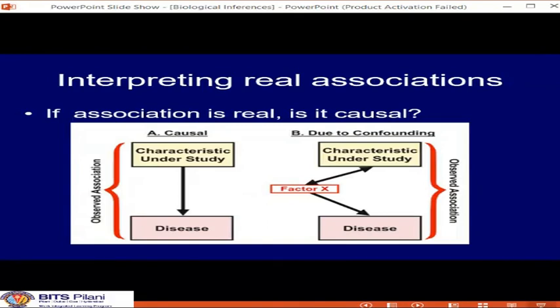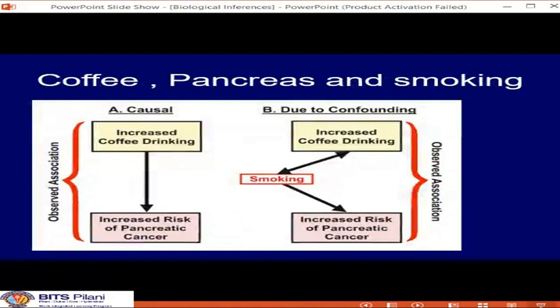So that is an important thing to keep in mind when you find a strong association for harm or benefit. Is there some other story in between? That other story is often called a confounder. Let's deal with some examples. The first example, coffee drinking causes pancreatic cancer. That's what we observe, a strong odds ratio.